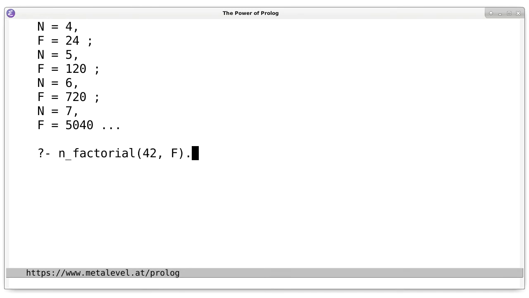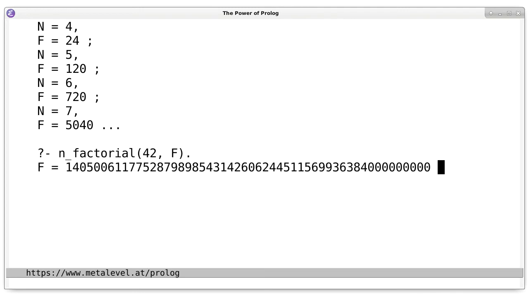And we can also ask more specific queries. For example, we can ask, what is the factorial of 42? And we get one solution. And on backtracking, the system tells us that there are no other solutions. So this false here simply means that there are no other solutions.